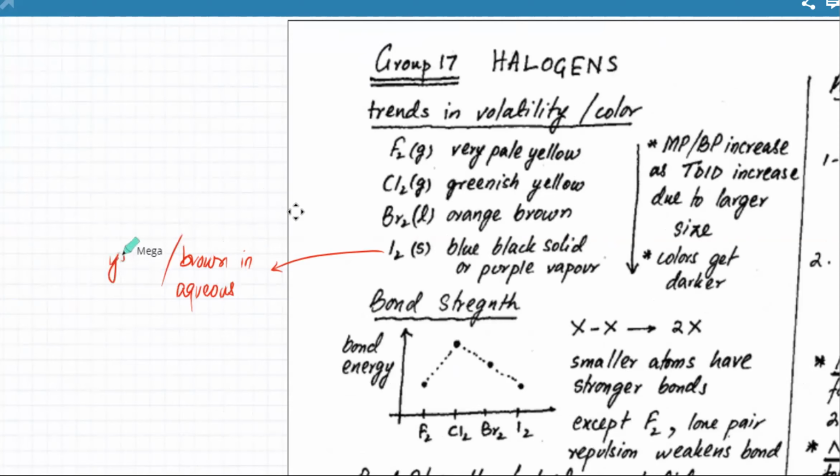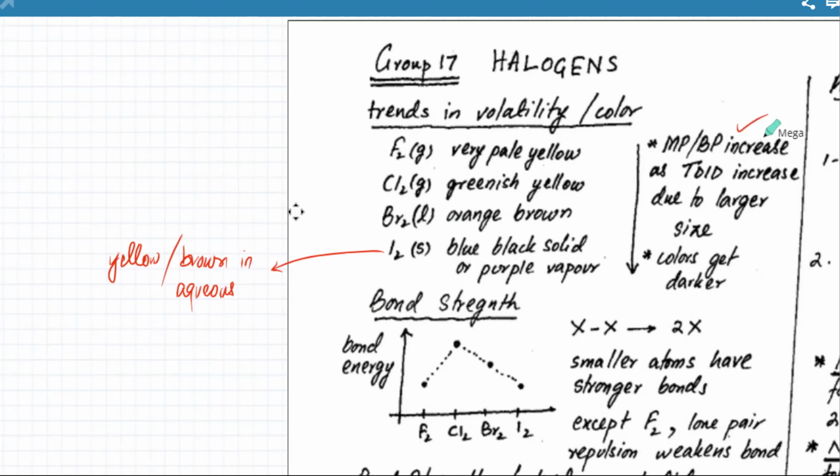So yellow or brown. Same goes for bromine as well, because bromine also becomes reddish brown when it's a vapor. So anyways, the colors are changing, and the states are also changing. This one is a liquid. The melting and boiling points increase.